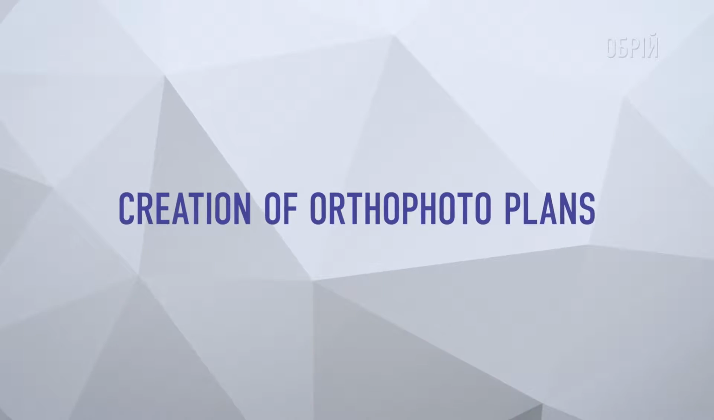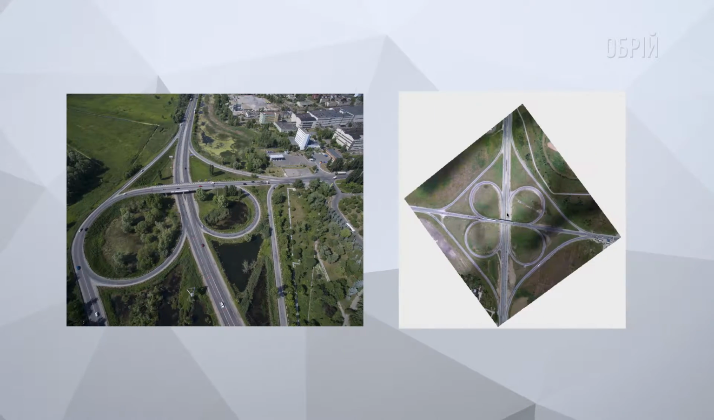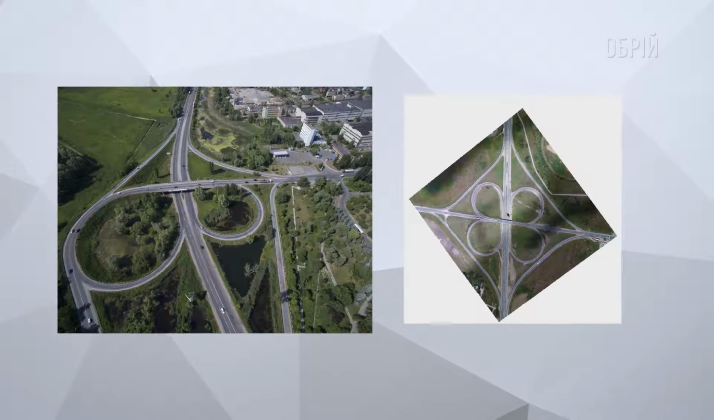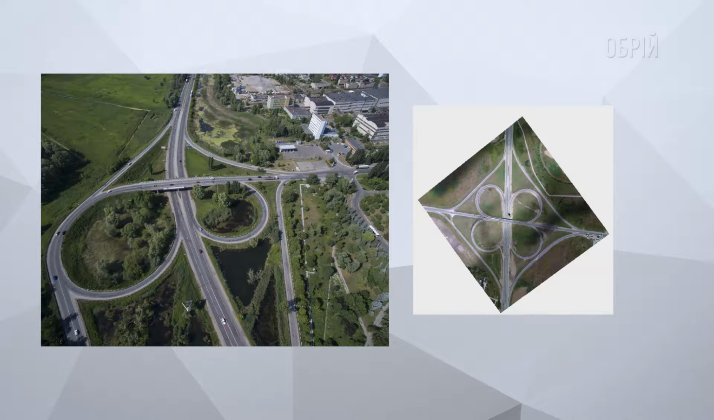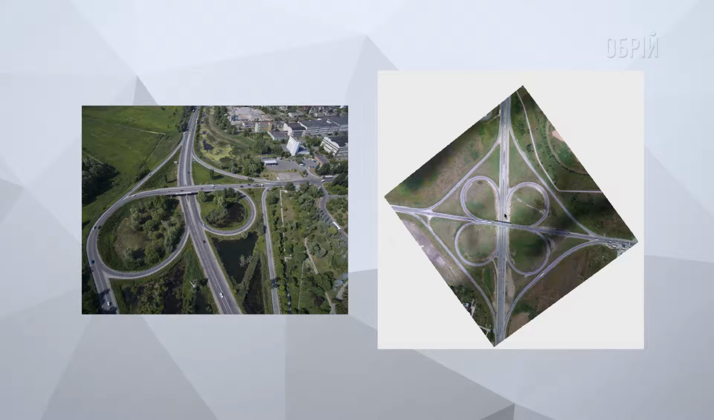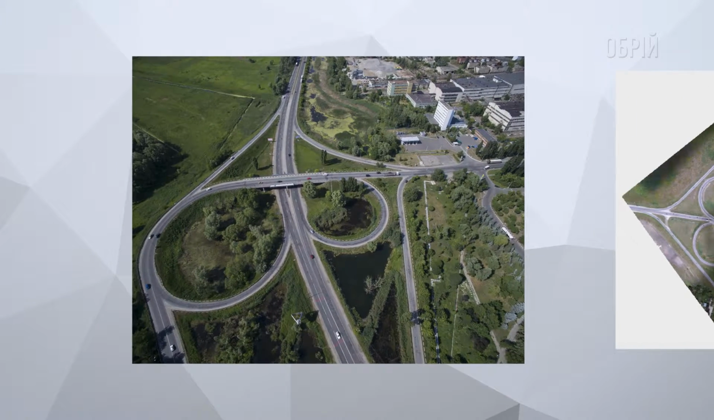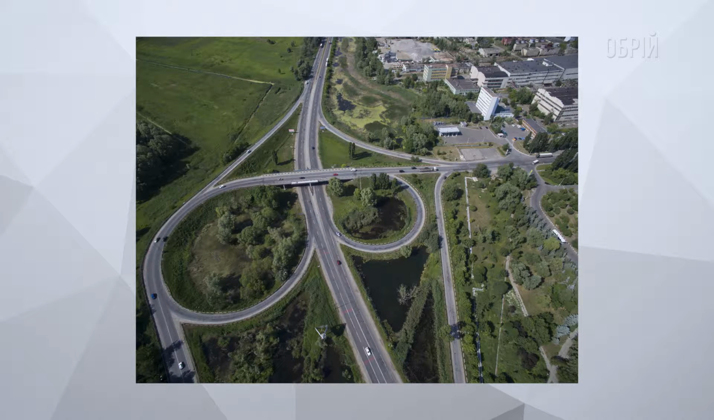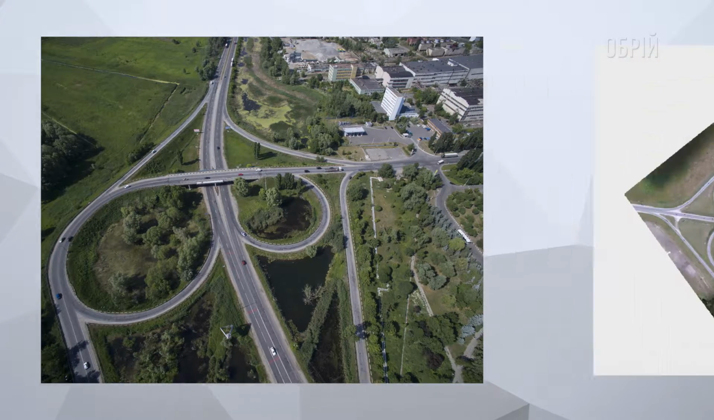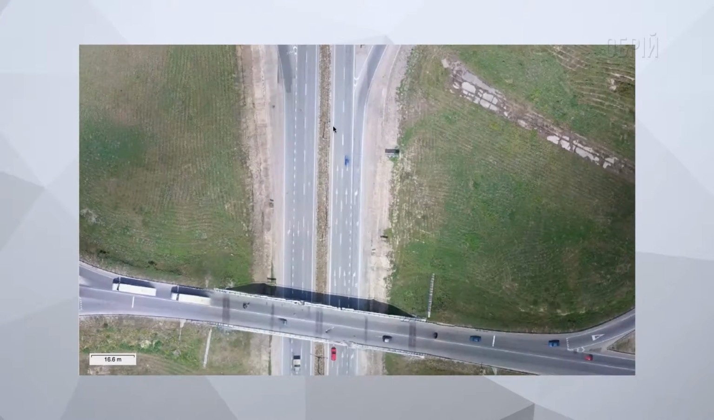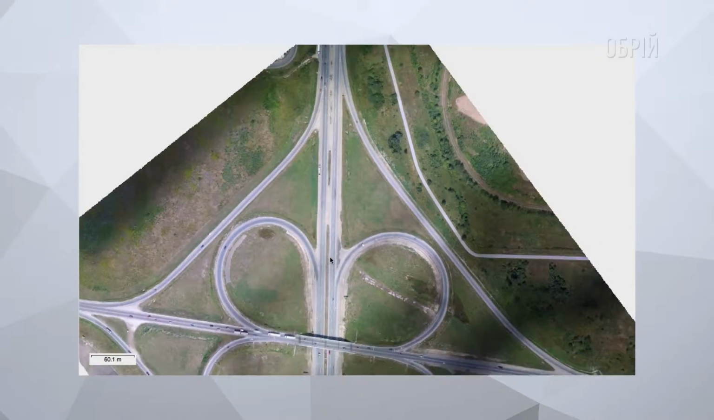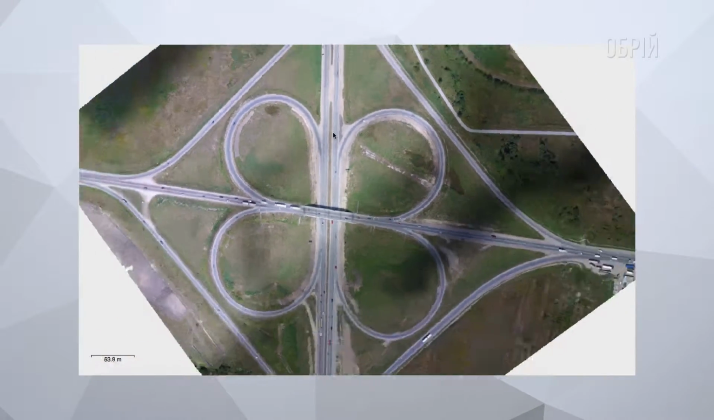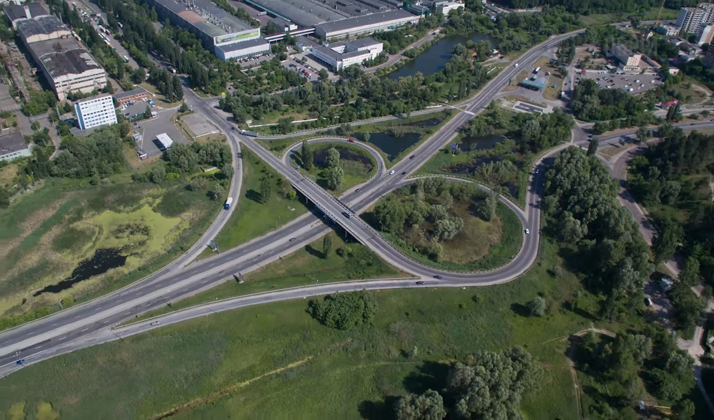Creation of orthophoto plans. We have two photographs of the road junction. The first photo is taken in a classical way, just a photo from above, and the second one is made up of a number of photographs, an orthophoto plan. What's the difference between them? The former can be used to be admired or as a survey photo. The latter is a mathematically precise object, a measuring device, the instrument in construction, geodesy, and cartography.